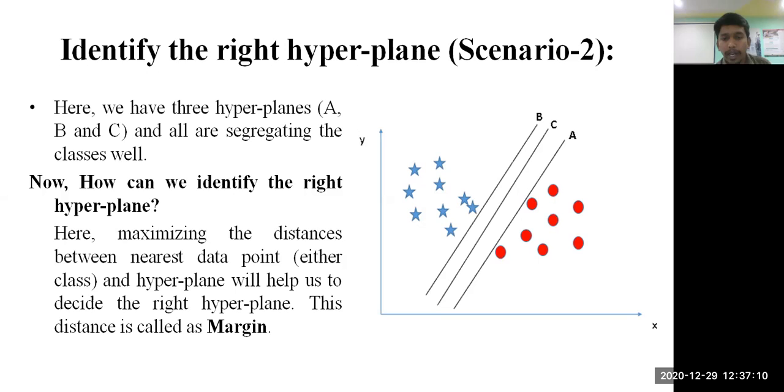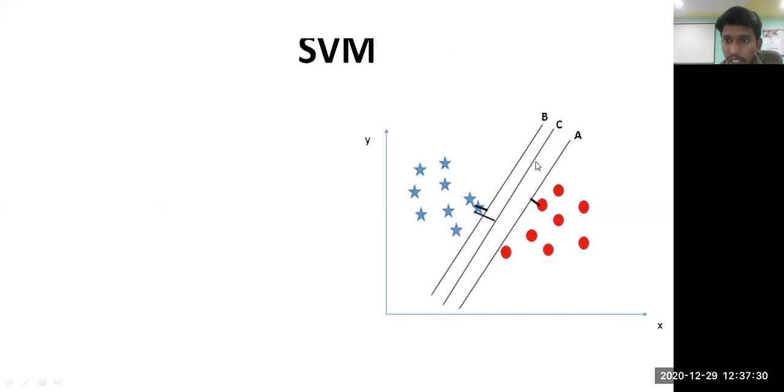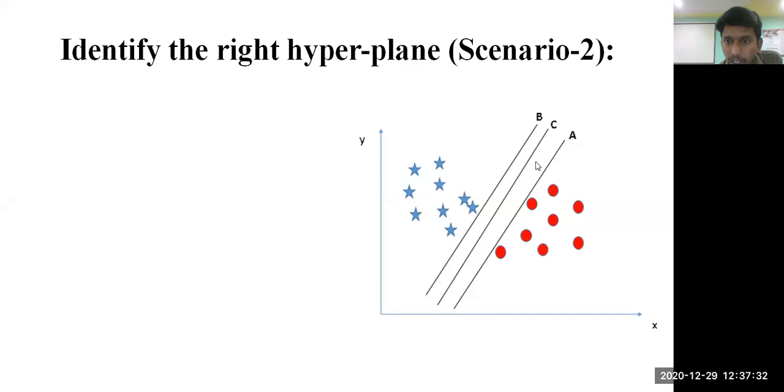This is called the margin, which means I need to identify among these three which is classifying data points exactly. So here you can see, if I consider B, it is doing favor for stars, and A is doing favor for circles. So I'll just go to the initial discussion of the concept.